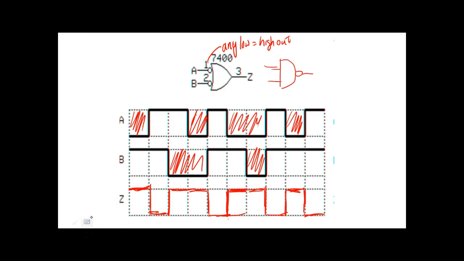Any more? Is that okay? We okay? Negative NOR. No, not for this symbol right here. This is any low equals high. That's right. No, yeah, that's wrong. Good call. I need to correct that. And we look at the symbol. I need to do that right now.